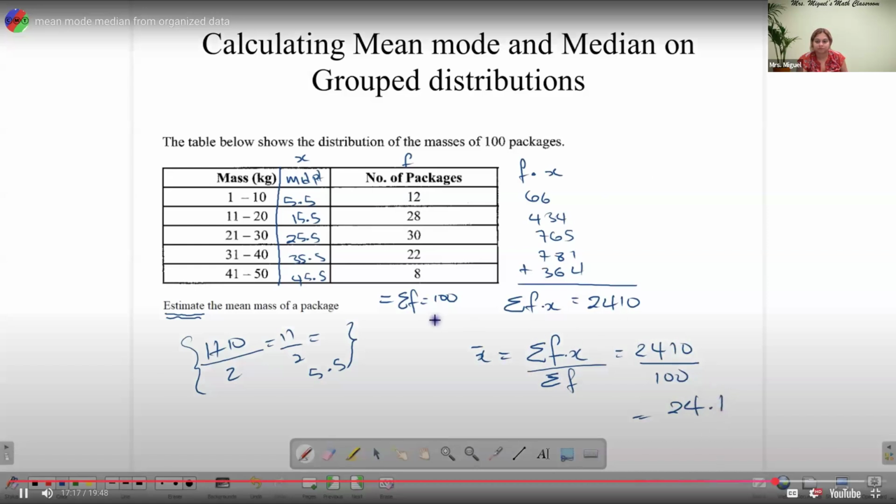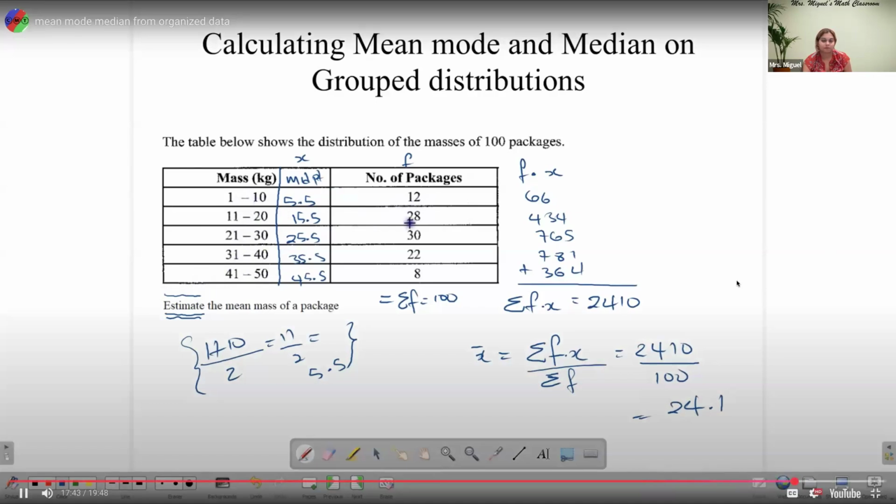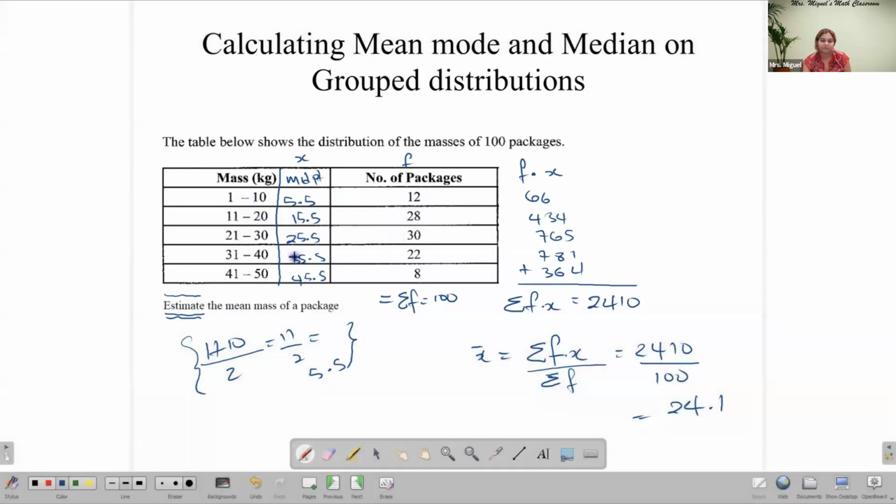24.1. So this is how you calculate the mean from a grouped distribution, by estimating the midpoint and multiplying that midpoint by the frequency. The mean in a group distribution, I'm stressing it again, it's always an estimate and not actual. It's an estimate because we do not know the actual values that were recorded in the table. We only know that there are 12 in this group, 28 in that group, and we do not know what the actual numbers are. So when you work out the mean, your mean is always an estimate.